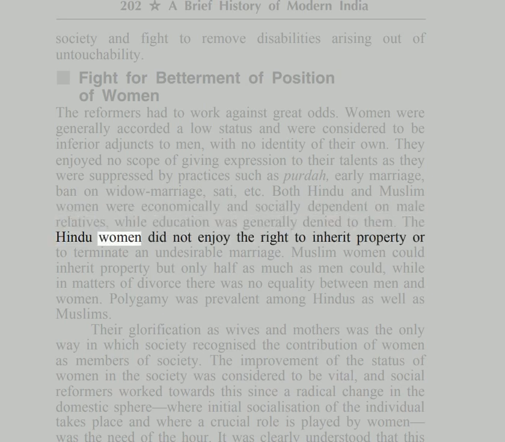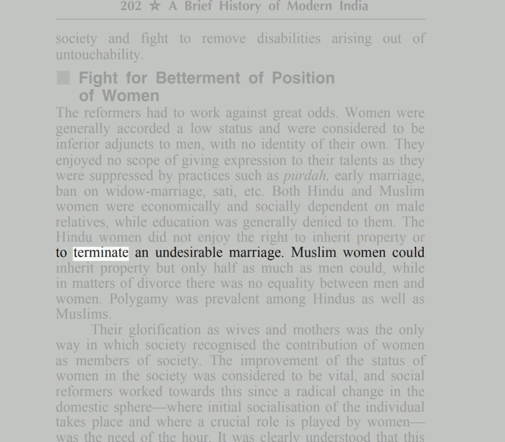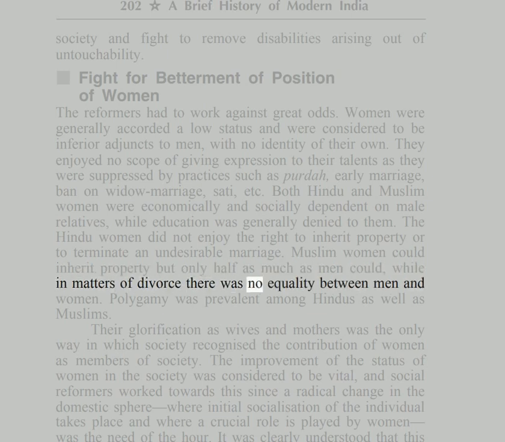The Hindu women did not enjoy the right to inherit property or to terminate an undesirable marriage. Muslim women could inherit property but only half as much as men could, while in matters of divorce there was no equality between men and women. Polygamy was prevalent among Hindus as well as Muslims. Their glorification as wives and mothers was the only way in which society recognized the contribution of women as members of society.